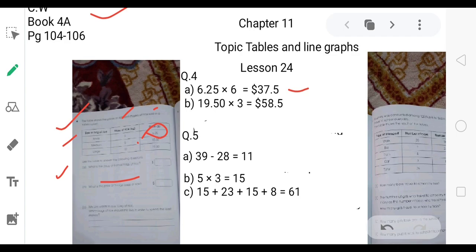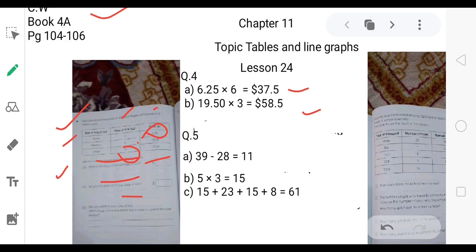Secondly, part B. What is the price of 3 large bags of rice? Now listen to me. This is the price of one large bag, and one large bag consists of 10 kg. But he is asking the price of 3 large bags. The price of one large bag is $19.5, so you multiply 19.5 by 3, that is $58.5. Is it clear? Now come to part C.